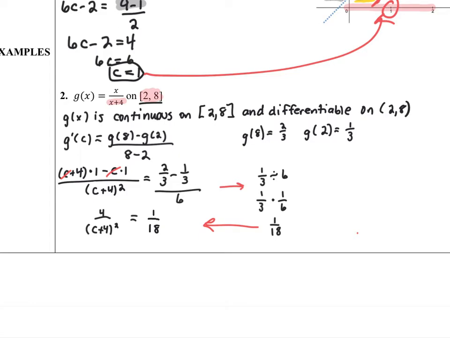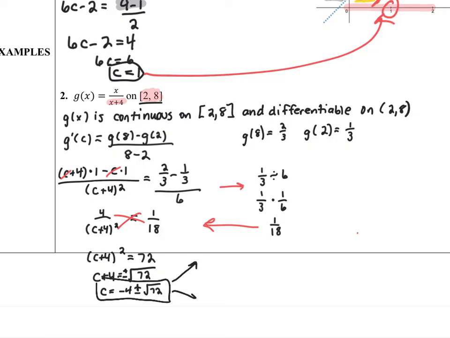And to solve from here, I'm just going to cross multiply. And that brings me to c plus 4 quantity squared equals 72. And then to get rid of the squaring, I do a plus or minus square root of both sides, and I bring that 4 over. So I end up with negative 4 plus or minus the square root of 72. I'm going to break these up into the decimal equivalents. This actually gives me two answers. It's negative 4 plus the square root of 72 and negative 4 minus the square root of 72. And this gives me these two answers, 4.485 and negative 12.485.